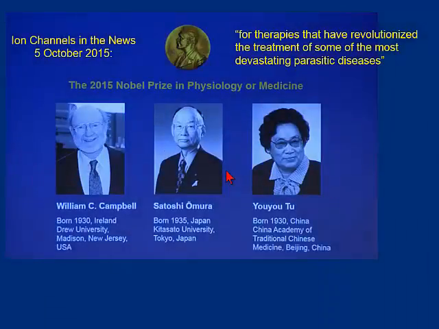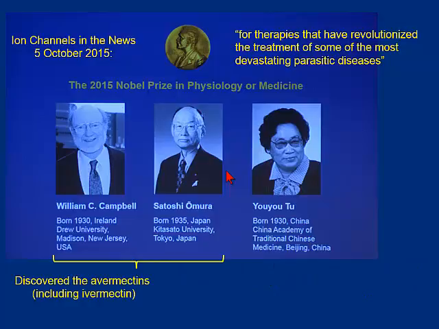Now, this morning, ion channels in the news. The Nobel Prize in Medicine or Physiology was announced this morning, and it went to William Campbell, Satoshi Omura, and Yu-Yu Tu for therapies that have revolutionized the treatment of some of the most devastating parasitic diseases. The first two winners, in alphabetical order, Campbell and Omura, discovered the ivermectins, including the drug ivermectin, and I will tell you about that drug in a moment. Tu discovered an anti-parasitic drug that works on malaria. It's always fun to teach Bi 150 in the fall because you always need to step up and announce the neuroscientific connection with the Nobel Prize that gets announced at the beginning of October.